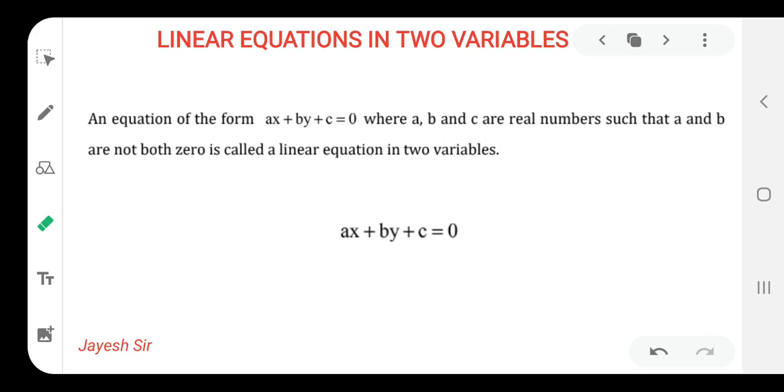Let us complete the definition first. An equation of the form ax plus by plus c equals 0, where a, b and c are real numbers, such that a and b, both, cannot be 0, is called a linear equation in two variables. That is the main format. The main thing in the definition is that both the values cannot be 0.